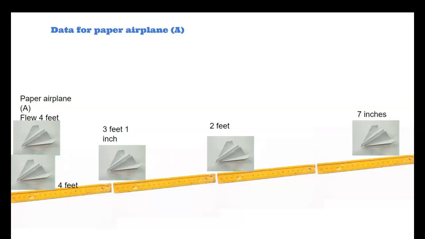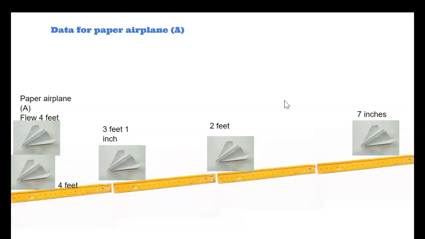Paper airplane A flew 4 feet, 3 feet 1 inch, 2 feet 7 inches. Number them: paper airplane A, and then each time that it was flown and how far. Paper airplane B, you're going to do the same thing. C, D, however many airplanes you made. You are going to do the same procedure for each airplane you created.